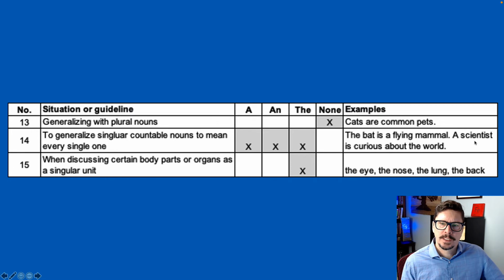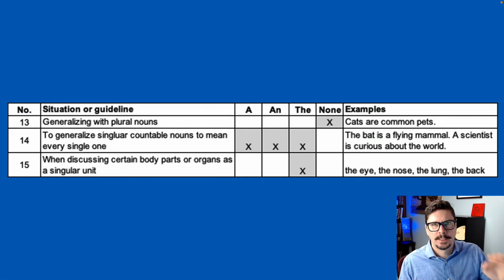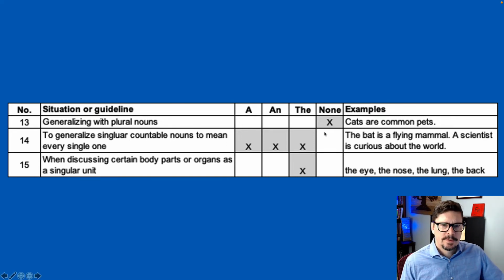A scientist is curious about the world. Now, we're not saying that scientist out of a group of 100 scientists is curious about the world. We're saying that a characteristic of a scientist is curiosity. Rule number 15 is when discussing certain body parts or organs as a singular unit, we'll use the, such as the eye, the nose, the lung, the back.